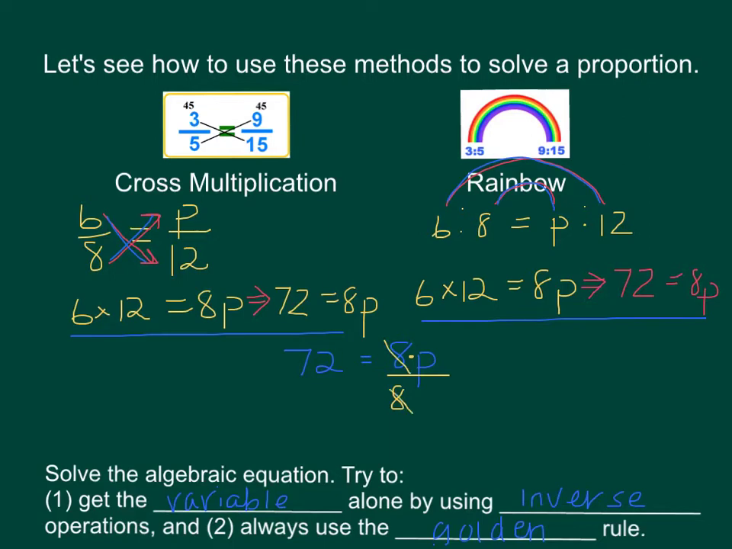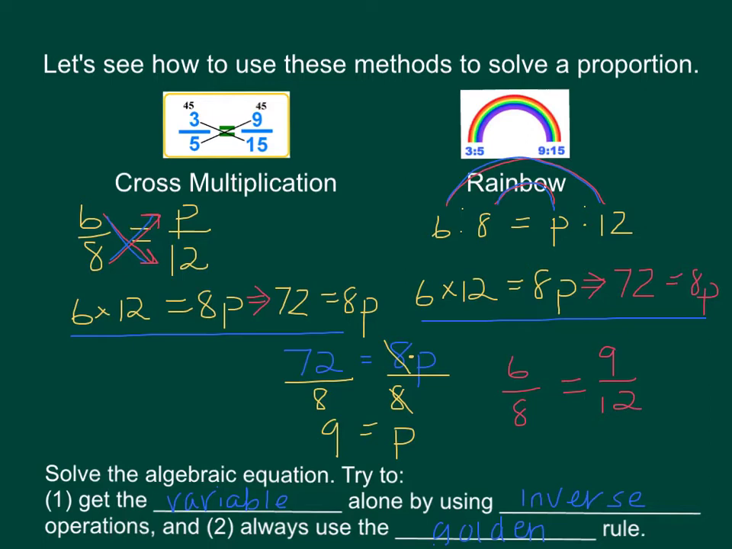When I do that, these two 8's will cancel because 8 divided by 8 equals 1, and 1 times p leaves us with just p. Now, using the golden rule, I need to do the same thing on both sides. So I'll also divide 72 by 8, and 72 divided by 8 equals 9. So we are essentially saying that 6/8 is the same as 9/12.